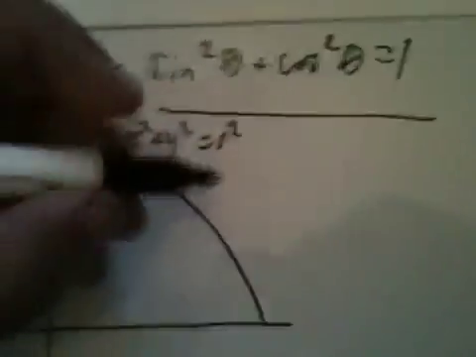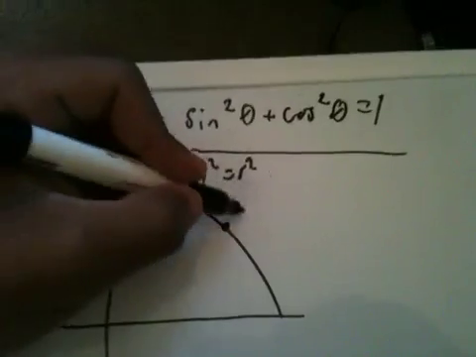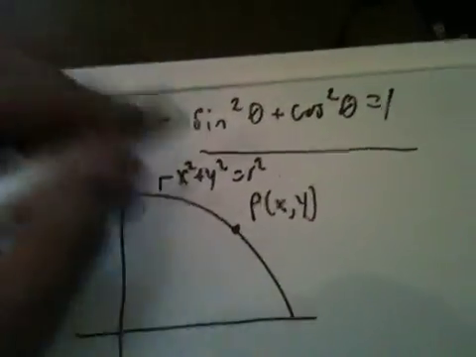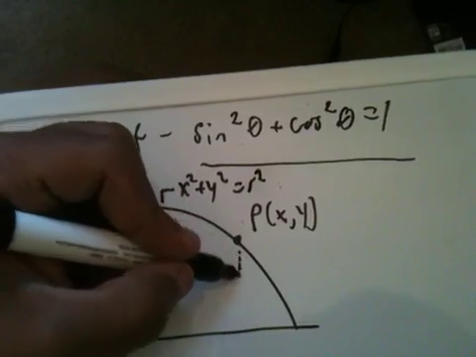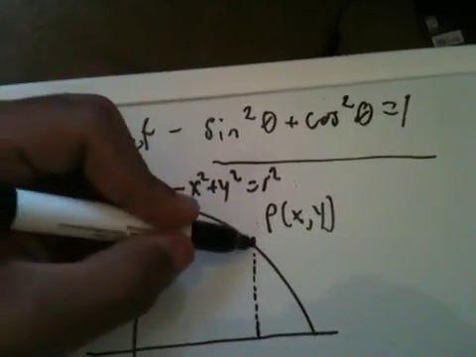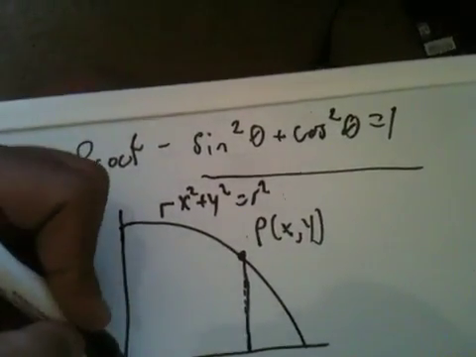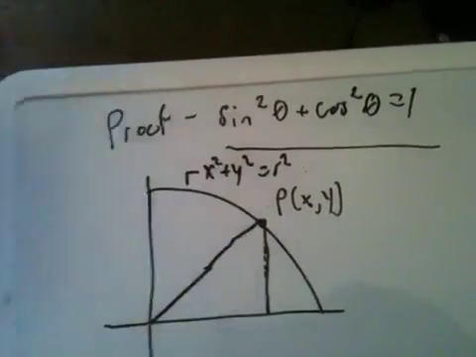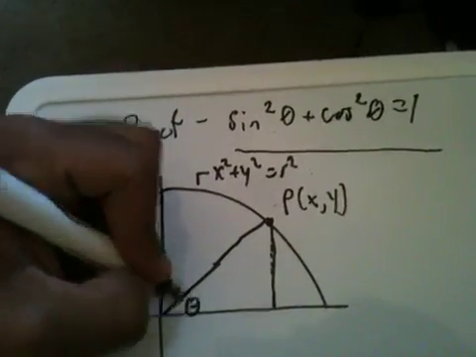And now I'm just going to pick an arbitrary point on the circle. Let's call that point P, x comma y. And I'll drop a perpendicular down to the x-axis here, and draw a line segment from the origin all the way to that point. And I'm just going to call this theta.